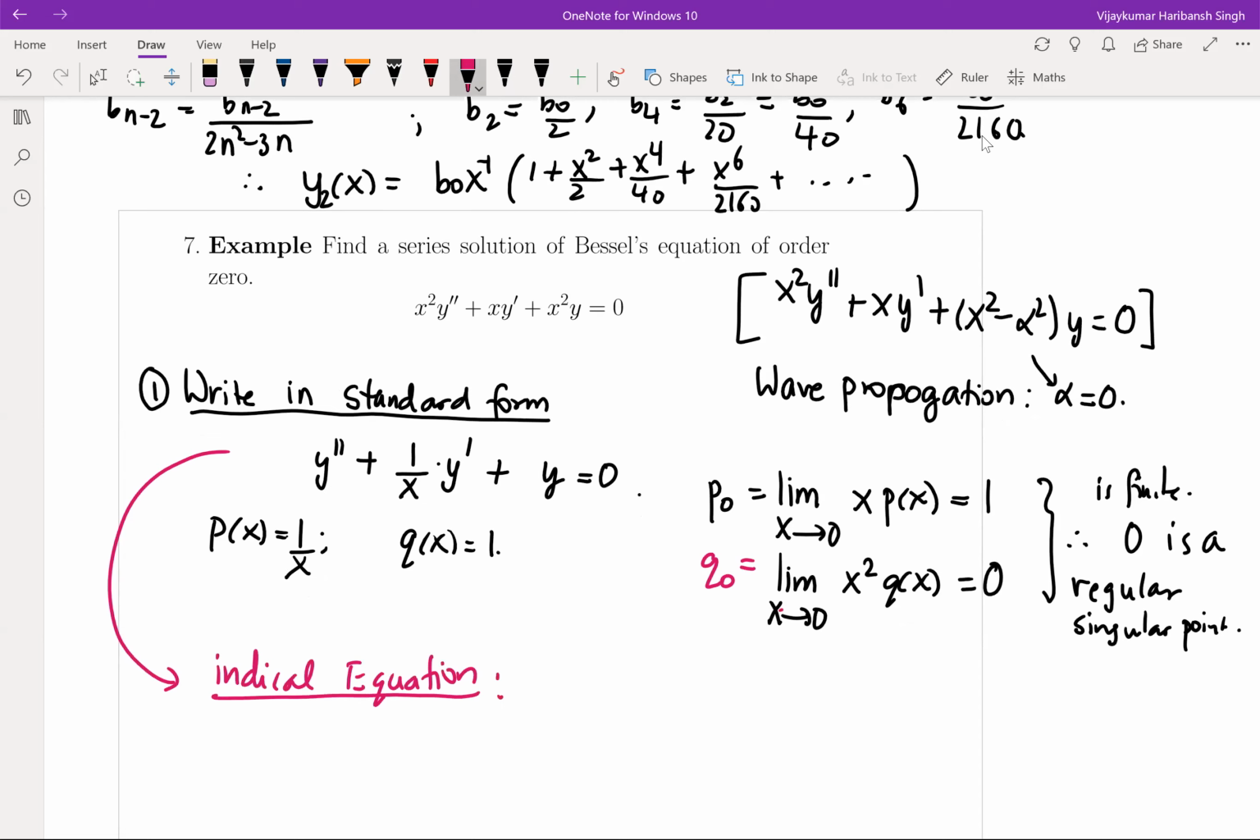So in this case, the indicial equation is going to be r squared plus P naught. So we get r into r minus 1 for the first part, plus P naught times r, plus Q naught equals 0. So this is how the indicial equation works.